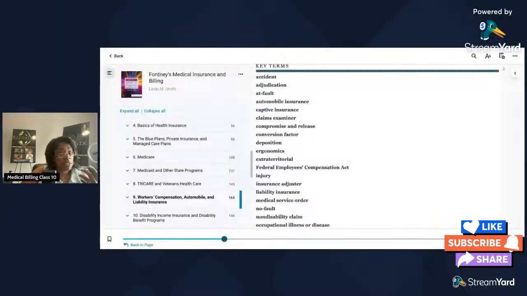So some of your key terms are accident, adjudication, at fault, automobile insurance, deposition, conversion factor, no fault, non-disability. And guess what? Some of y'all might want to look at some of this stuff. What if you had an accident and you just want to know a couple of things about what's going on? Well, what does that mean? Your attorney or somebody might be talking to you, and you do want to know what some of these things mean. You never know. Look how important this is. Sequela, they got Sequela in here. Self-insured, second injury fund, we did that one already. Third party liability. Wouldn't you want to know what some of this stuff is?